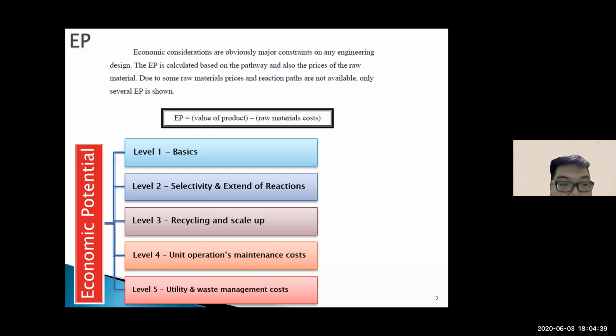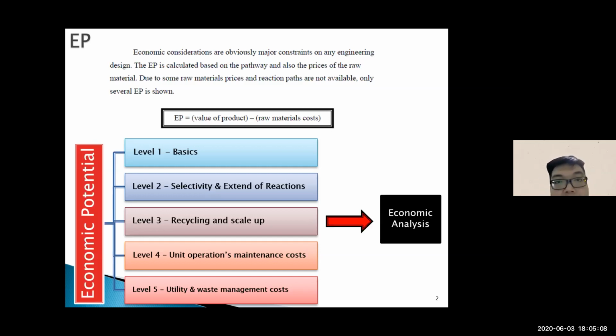Generally, EP has 5 different levels. The first level is just the basic. For level 2, we will consider the selectivity and the extent of your reaction. Level 3 will be adding recycling and scale up. Level 4 is for your unit operation maintenance costs. And level 5 is for your utility and waste management plant cost. After you did all of these 5 levels of economic potential, then we will be able to analyze our economics, for example return on investment, break-even analysis, and so on.